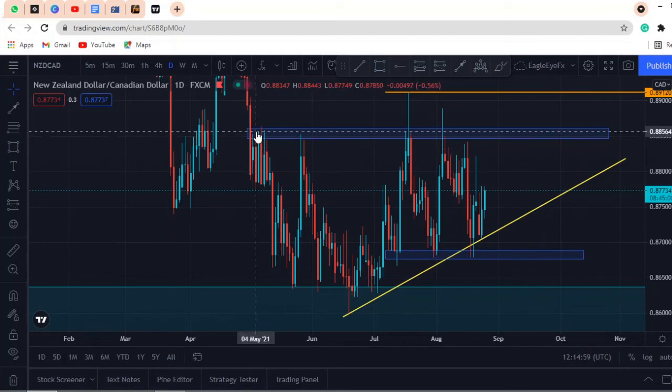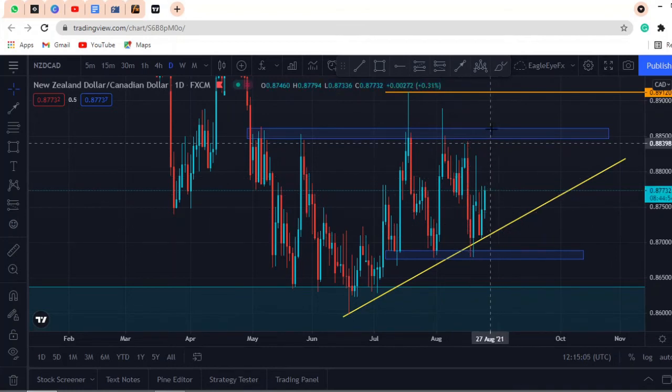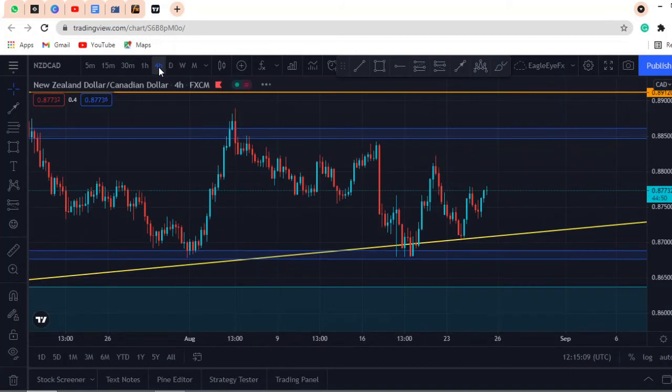Okay, because you see rejection here, rejection here, rejection. That was a fake out, and on that fake out, rejection all the way. You see the market is trying to push up. Let's go to the 4-hour time frame.